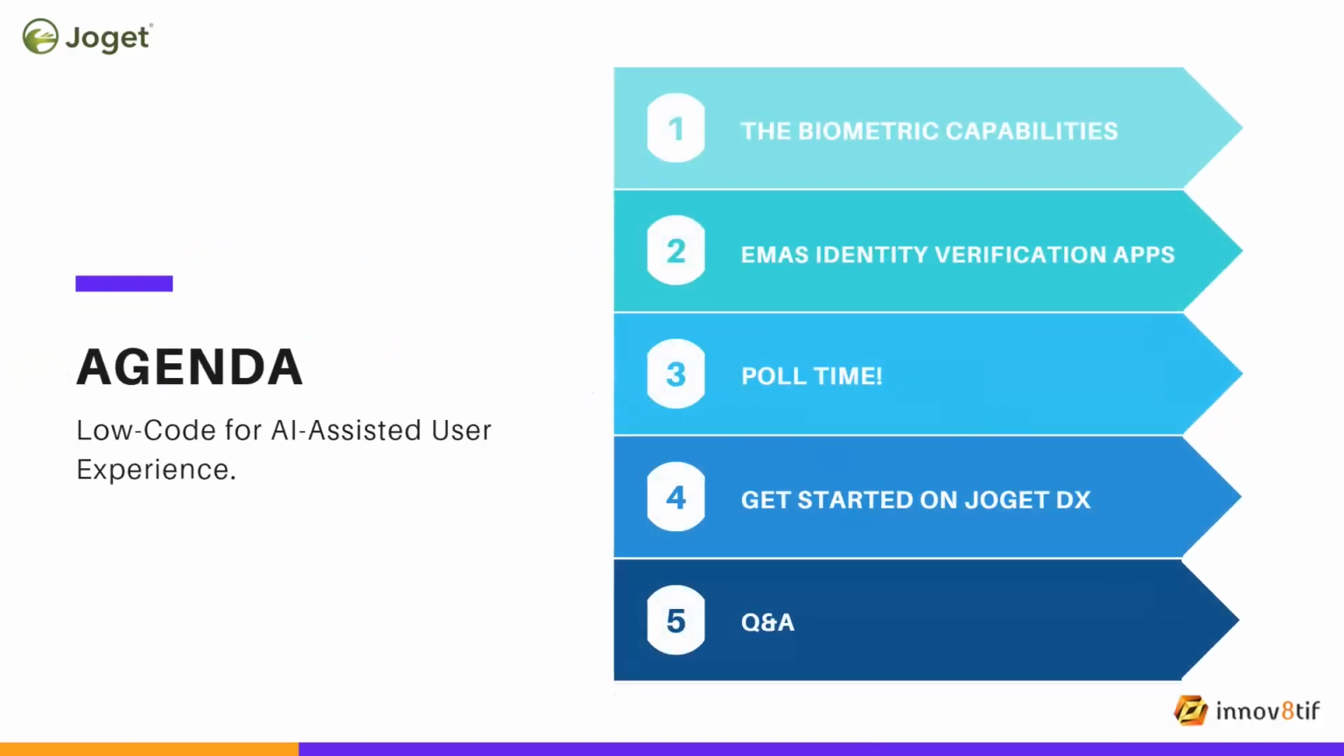To start with, we will first look into the capabilities of eKYC and biometric, followed by the advanced identity verification apps from Innov8tif, which are available on the Joget Marketplace to download. And we will have a poll session in between before we move on to the ways that you can get started on Joget DX, and a Q&A at the end of today's webinar.